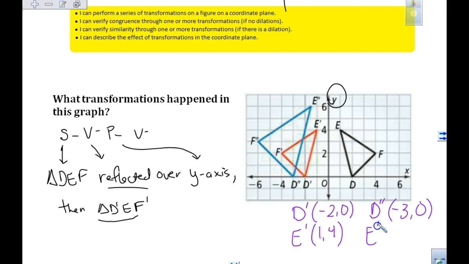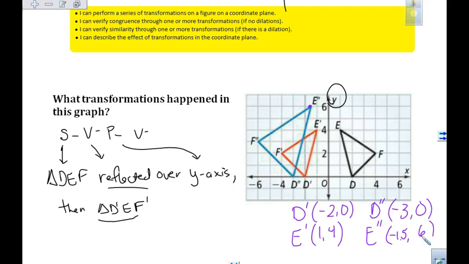Where is E double prime? Take a look at yours on your paper. Tell me where E double prime is. Make sure you write these right below. Where is E double prime? It's not at 1, right? It's kind of hard to tell. We could estimate, where do we think? -1.5, -1.6, and then up to 6.